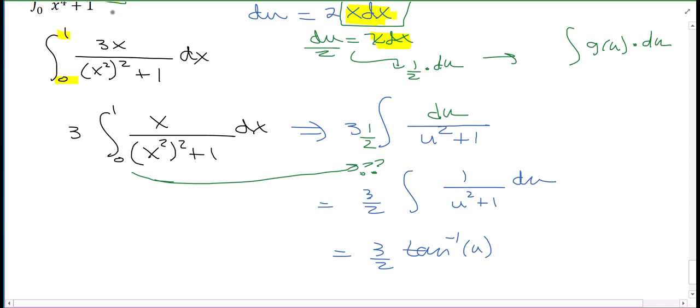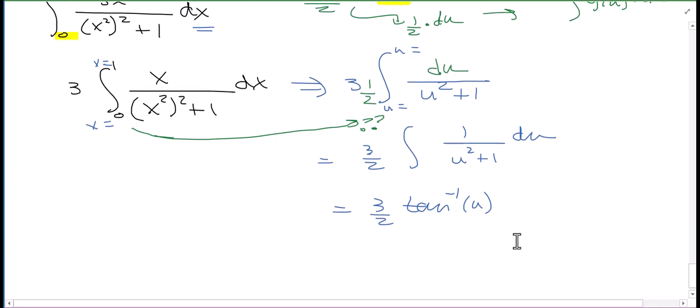And the reason is because these are what kind of values? The 0 and 1 are x values. So that's x equals 0, x equals 1. Once I translate it, this is no longer 0 and 1, right? This then should be u values. So I'm not going to write those down. Instead, I'm going to go back to x's, back to the original variable.